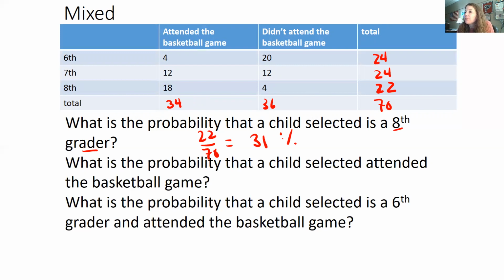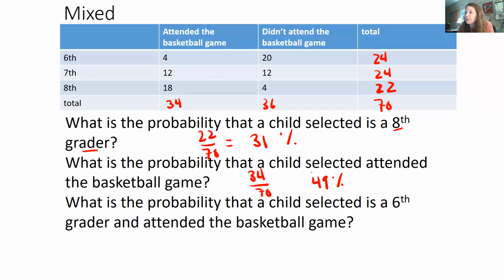All right, what's the probability that a child selected attended a basketball game? Once again, they're all children, so we're only looking at the total that attended a basketball game. So 34 attended a basketball game out of 70. 34 out of 70. So that's marginal.